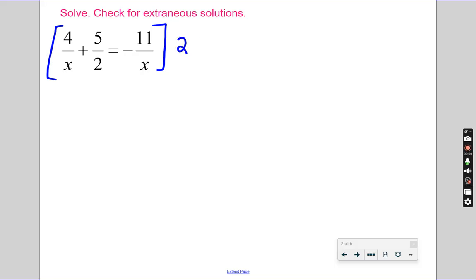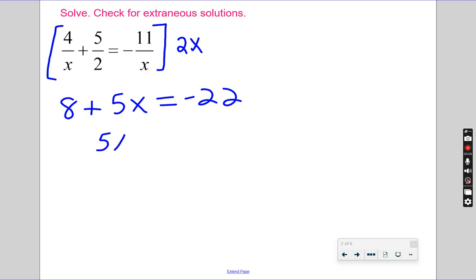2x. If I multiply each term by 2x, it should clear out all of the fractions. So on the first term, the x's would cancel, and I would have 4 times 2, so 8, plus, on the next fraction, the 2's will cancel, so we'll have 5 times x. And over here, what will we have? Negative 22. This is a linear equation. We know how to solve these. Just get x by itself. So subtract 8. And then divide by 5.